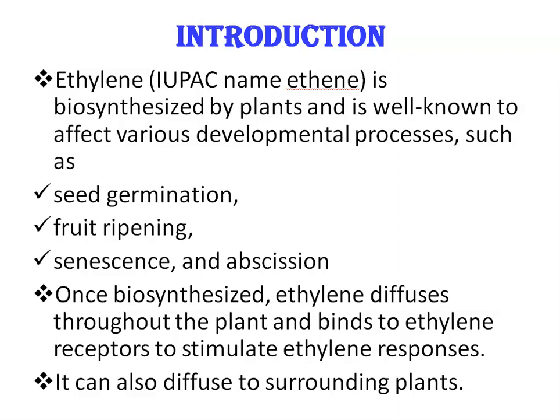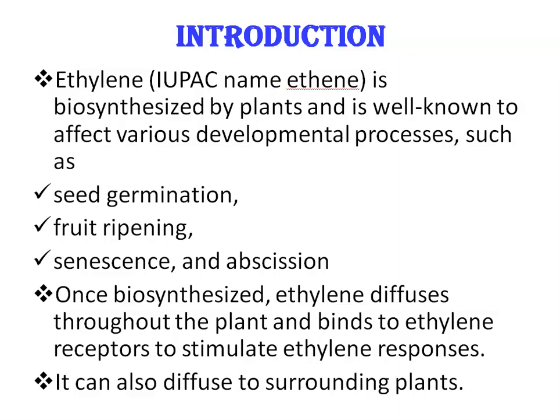Ethylene is biosynthesized by plants and is well known to affect various developmental processes like seed germination, fruit ripening, senescence and abscission, as well as responses to various stresses like flooding, high salt, and soil compaction, etc. Once biosynthesized, ethylene diffuses throughout the plant and binds to the ethylene receptors to stimulate ethylene responses.